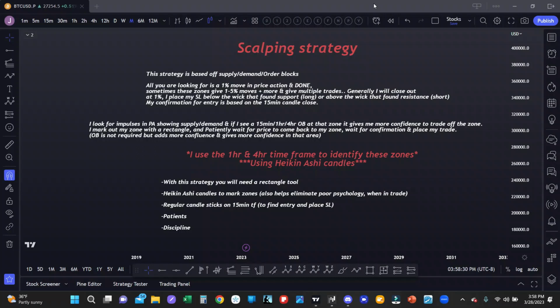So I look for impulses in price action that are showing me supply and demand. And if I see a 15-minute, 1 hour, 4 hour order block at the zone, it gives me more confidence to trade off the zone.